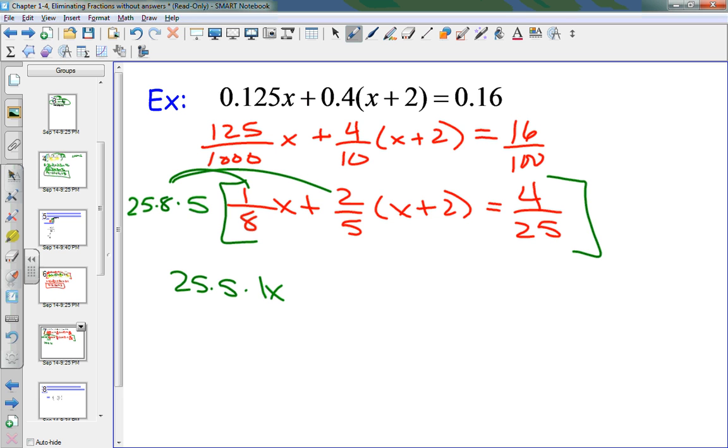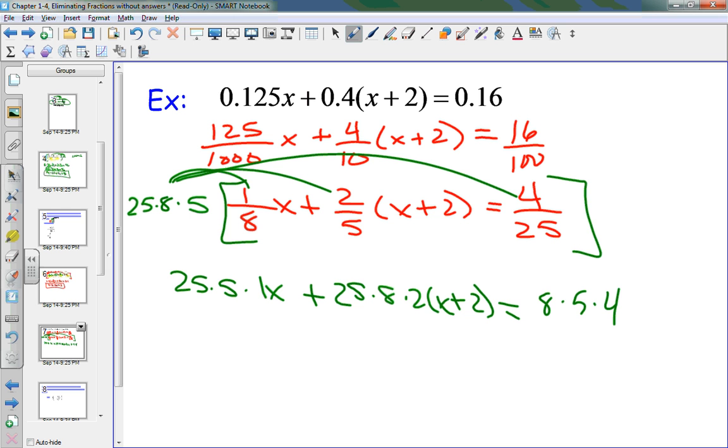What happens there? The 5 cancels out, and I'm left with 25 times 8 times 2 times x plus 2 is equal to? What happens there? 25 cancels, and I'm left with 8 times 5 times 4. Do we all understand that? You don't have to be number smart sometimes to be able to do a problem. Do you see how I totally cheated up here and just did the math like that? Does that work? Yes, it works every time. Are we good to go on this?